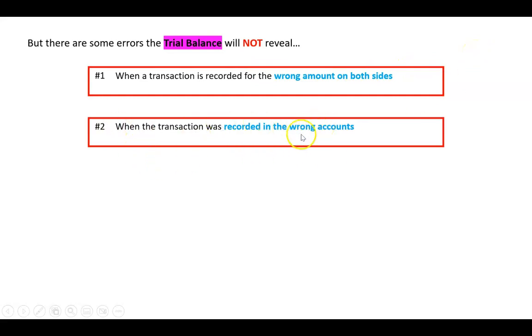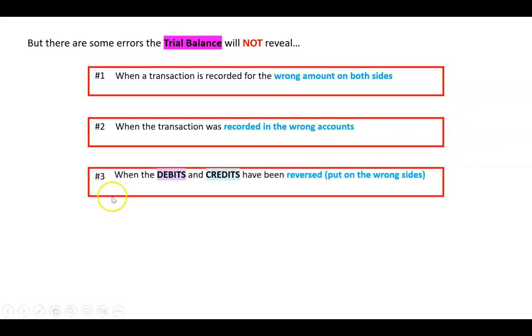Also, I could record it in the wrong accounts. So I could do a debit and a credit for the same amount, but just put it in completely the wrong accounts. So I'm not going to be able to pick that up just because the trial balance does balance. Maybe the debits and credits have been reversed, put on wrong sides. Maybe it was meant to be a debit to cash and a credit to loan, but I did it the other way around. However, if I get the amount right, my trial balance is still going to balance.